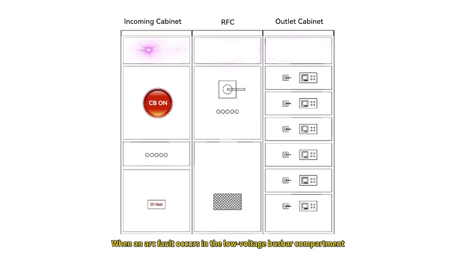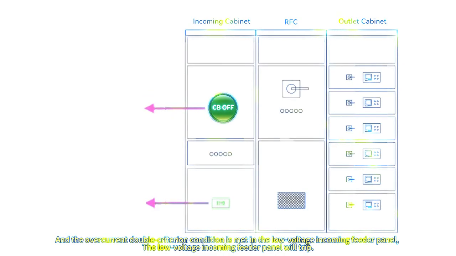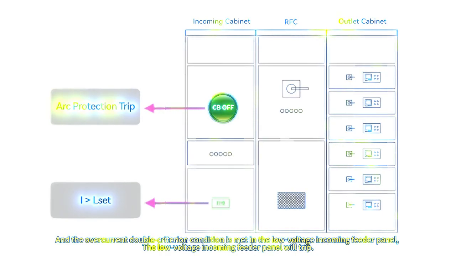and the overcurrent dual criteria for the high voltage outgoing switchgear are met, the high voltage outgoing switchgear will trip. When an arc fault occurs in the low voltage busbar compartment, and the overcurrent dual criterion condition is met in the low voltage incoming feeder panel, the low voltage incoming feeder panel will trip.